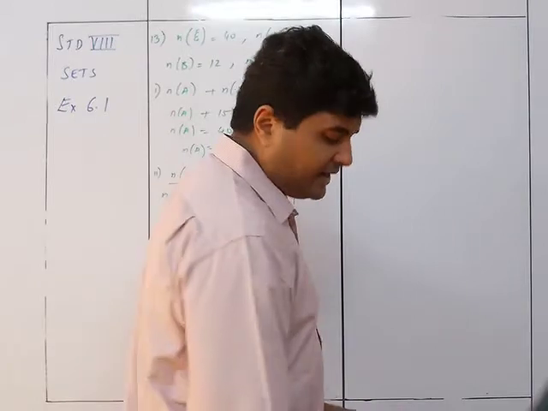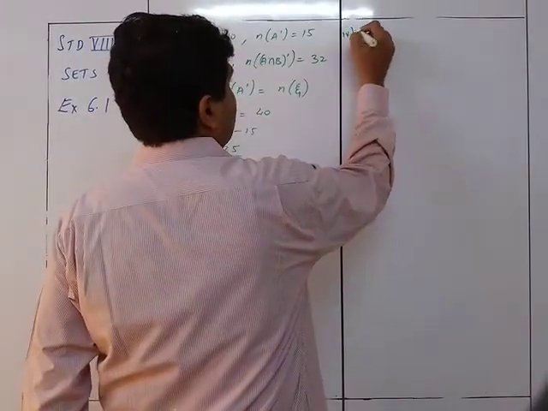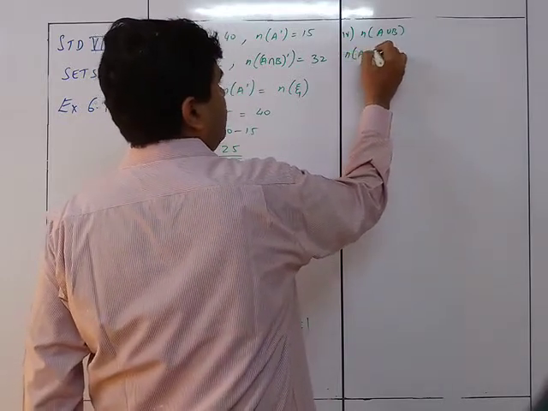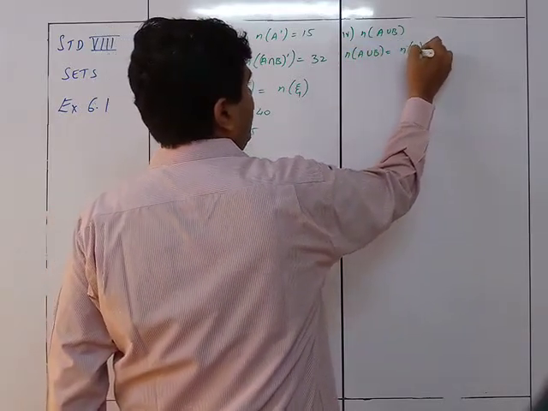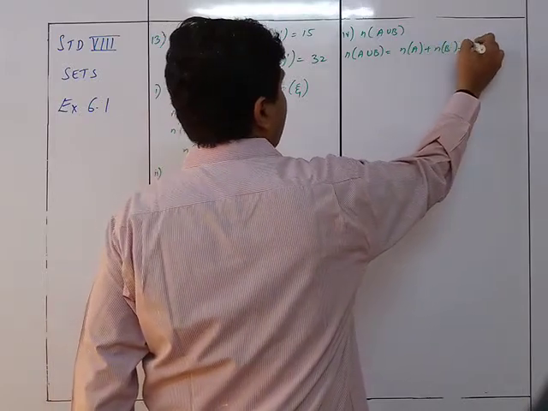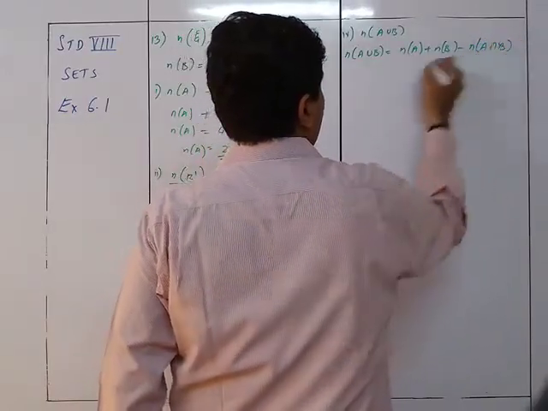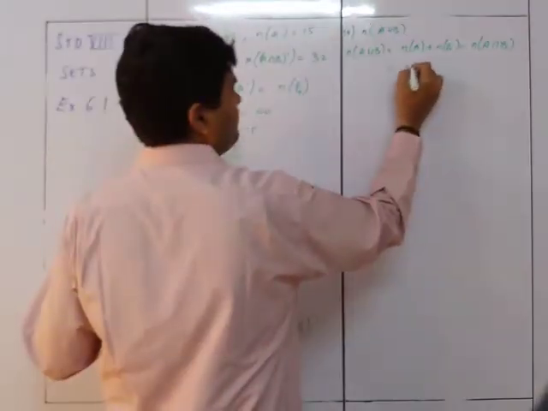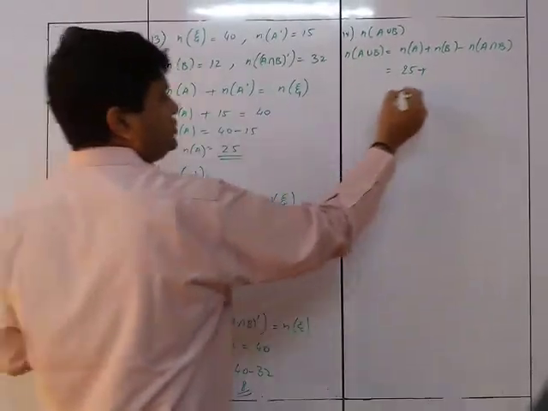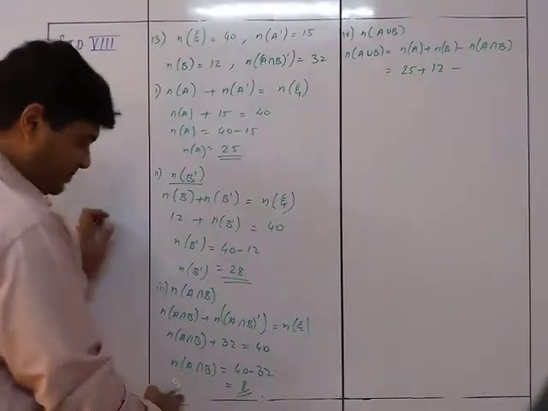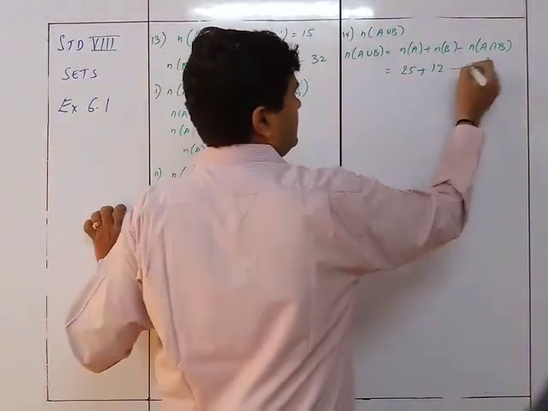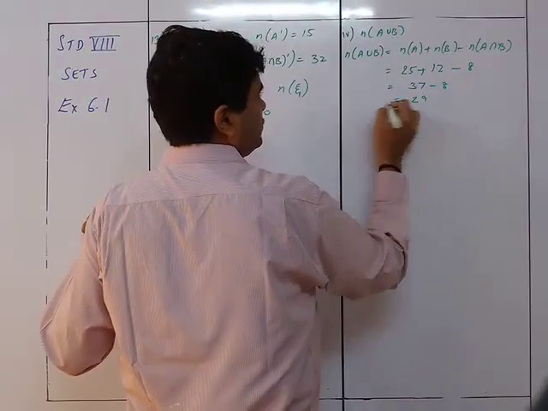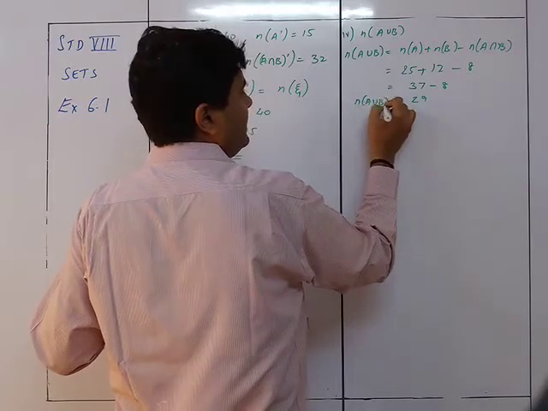So, the fourth one is n(A union B). Now, the formula for that is n(A union B) equals n(A) plus n(B) minus n(A intersection B). Now, n(A) we found out to be 25, n(B) is given to me as 12, and n(A intersection B) we just found out to be 8. So that's 37 minus 8, that is 29. So n(A union B) is equal to 29.